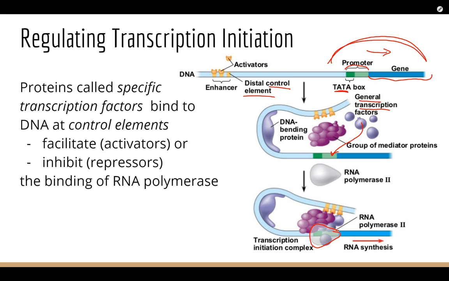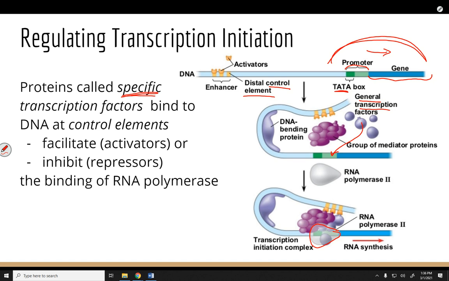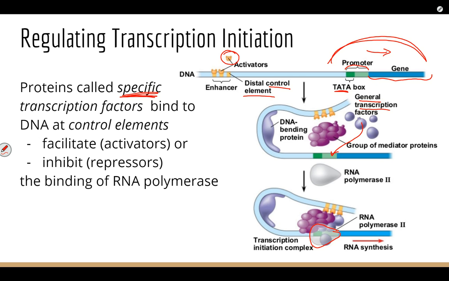So there are proteins that are called specific transcription factors. Specific means that they're part of the switches instead of actually activating the gene itself. They bind to the DNA at these control elements. So this right here is a specific transcription factor. It's a protein that binds here, and you can see what those specific transcription factors do is they help these other proteins to get to where they need to go. They help this whole initiation complex to form more easily.